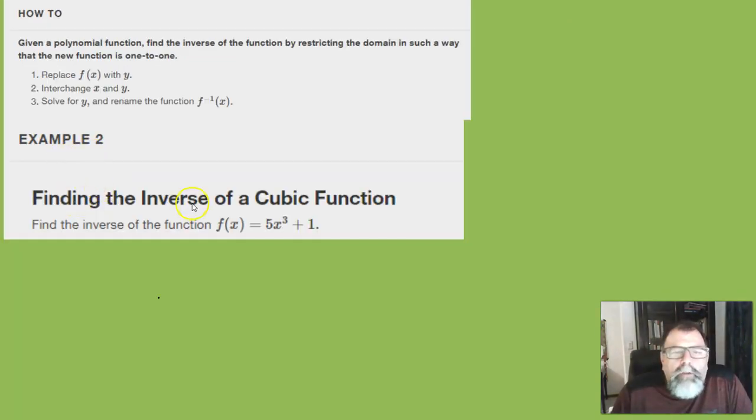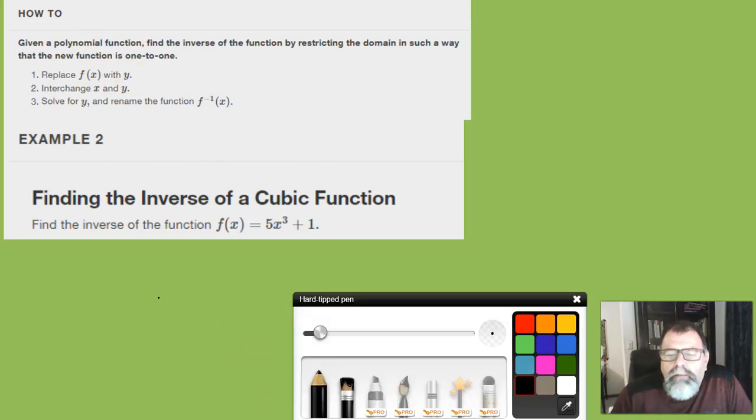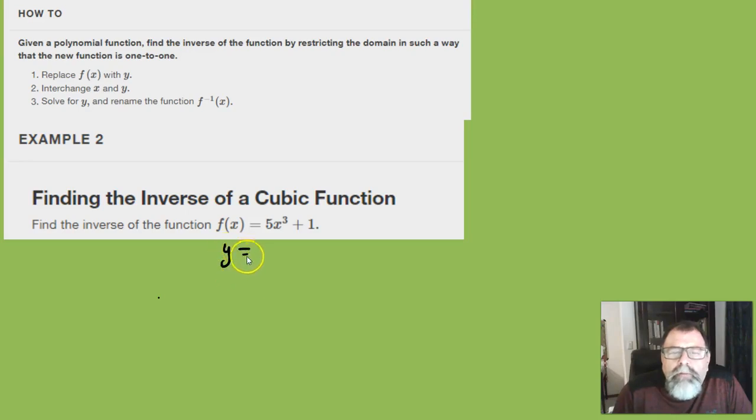Okay, let's look at example 2 here, finding the inverse of a cubic function. So find the inverse of f of x is equal to 5x cubed plus 1. Okay, so the technique, we did this in chapter 3 again, but this is the way I describe the way I do it. So we're going to replace the f of x with y, and then we're going to interchange the x's and y's. Okay, so that's 2 there. Then you're going to solve for the new y and rename it f inverse of x.